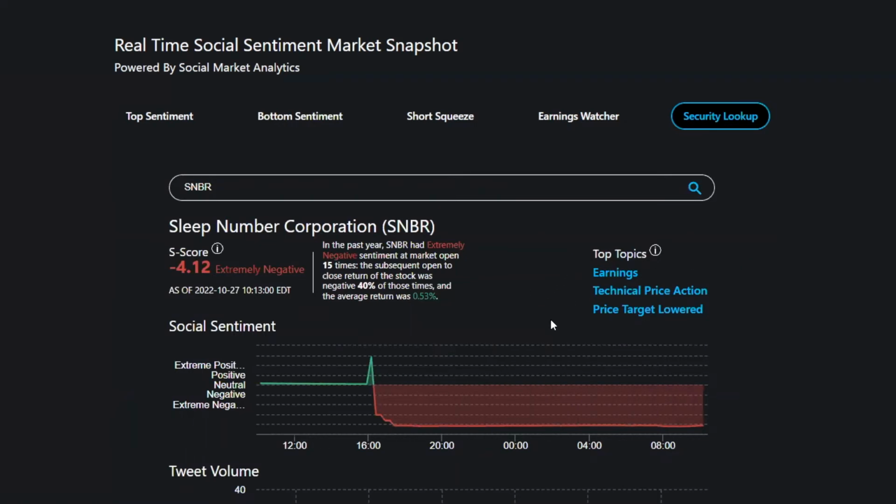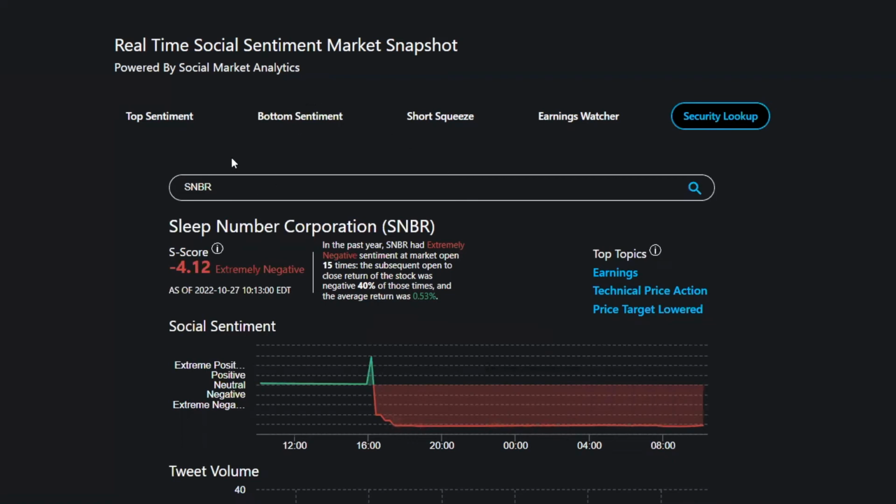This one was negative earnings. Sentiment has been negative all night, and it's moved lower. So this is a good example of where you can get in and get some shorts, maybe some option position. This one was actually in the earnings watcher as well.